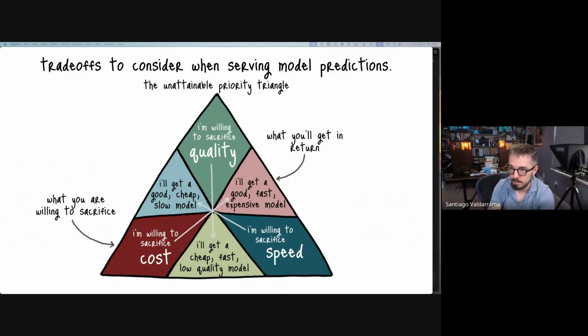So here is a question for anyone who wants to answer this. Imagine a self-driving system, like a Tesla or Waymo. What do you think is more important for them? Is it the quality of the predictions, or is it the speed of those predictions? Which one do you think they have to prioritize? Quality or speed?